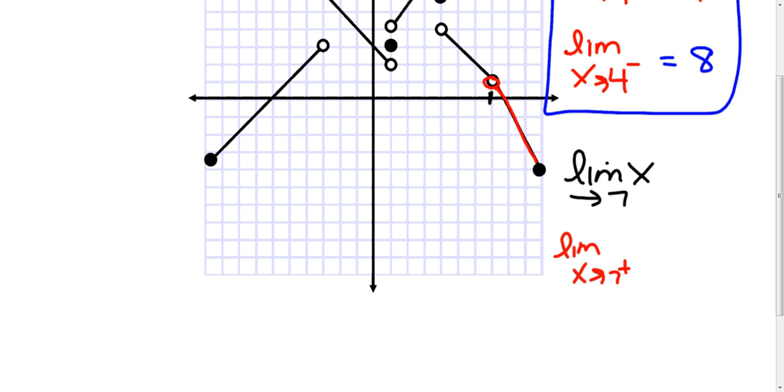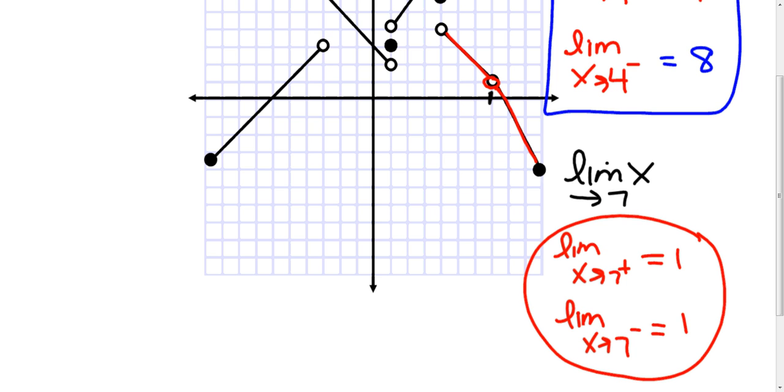Sure looks like my y values are getting closer and closer to 1. If I look at the limit as x approaches 7 from the left side, I come into it here, and again, my y values are approaching 1. Since these are the same numbers, my limit as x approaches 7 on this function would be 1. Okay, it is discontinuous at 7, but it doesn't have a jump discontinuity where you would approach it from the left and right and get different answers. So it does have a limit of 1 here.